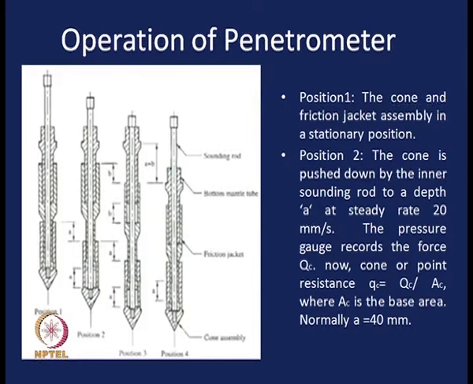Now, if we know the base area of this cone, that is AC, then we can determine the cone or point resistance by dividing QC by AC. So, small qc, the cone or point resistance, is equal to capital QC, the force, divided by the base area. The cone assembly in position 2 is pushed into the soil normally up to a depth of 40 millimeter.